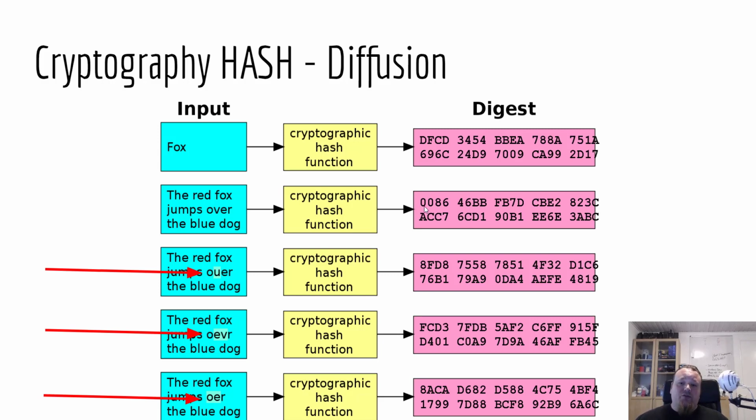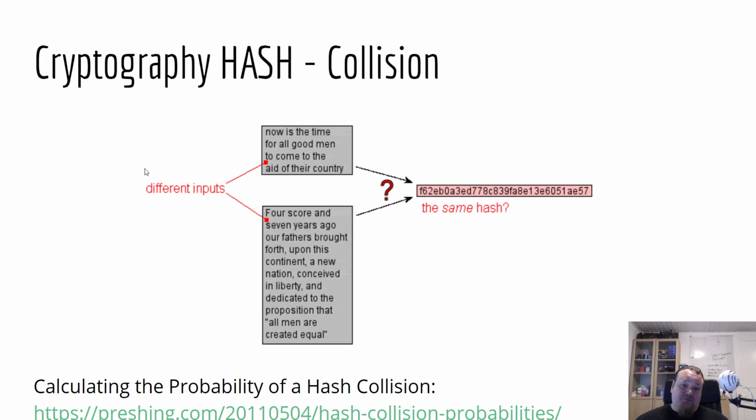Look at the 2 bytes here, 0086 or 46BB. Are there any similarities here? Of course, a letter or a number could be the same, but that's not really to worry about. It's more like you would probably expect the first 5 collections of bits to be the same because it's the same text, but that is what diffusion is all about. It should be totally non-predictable.